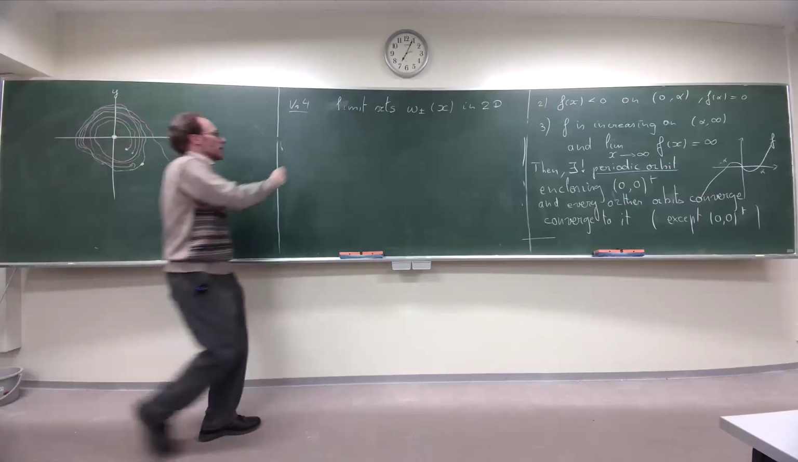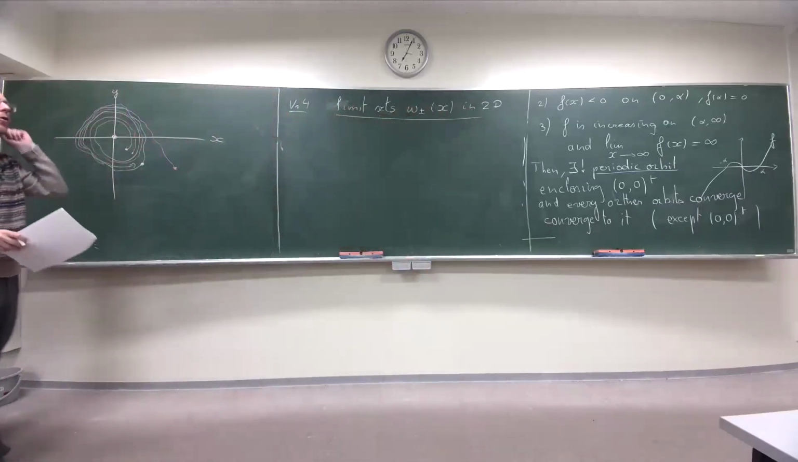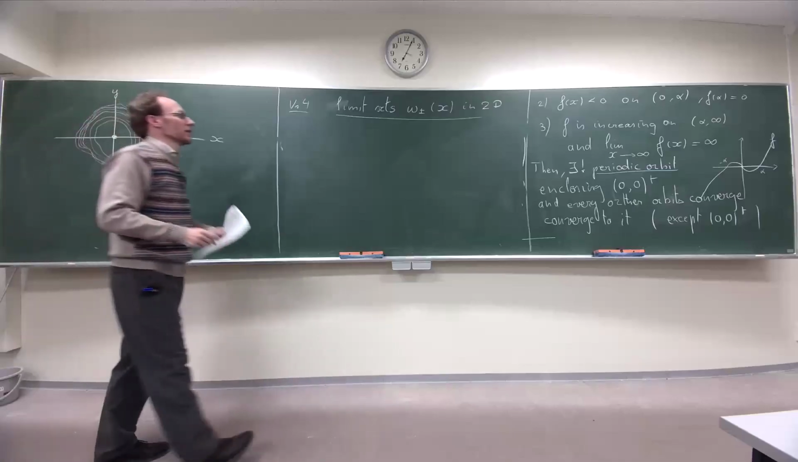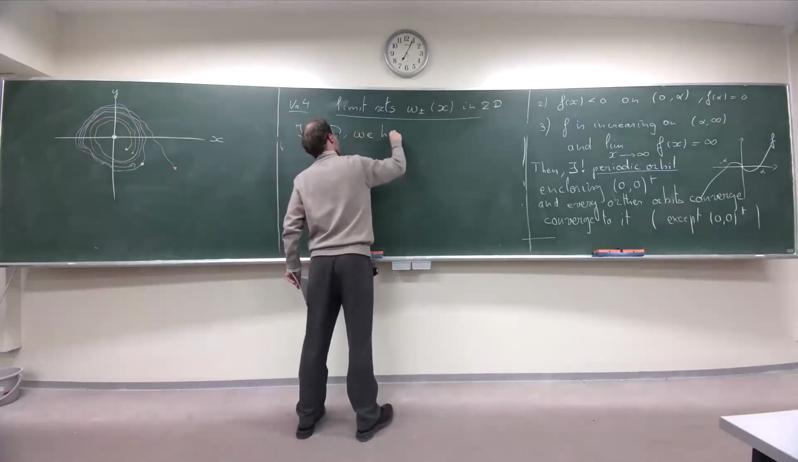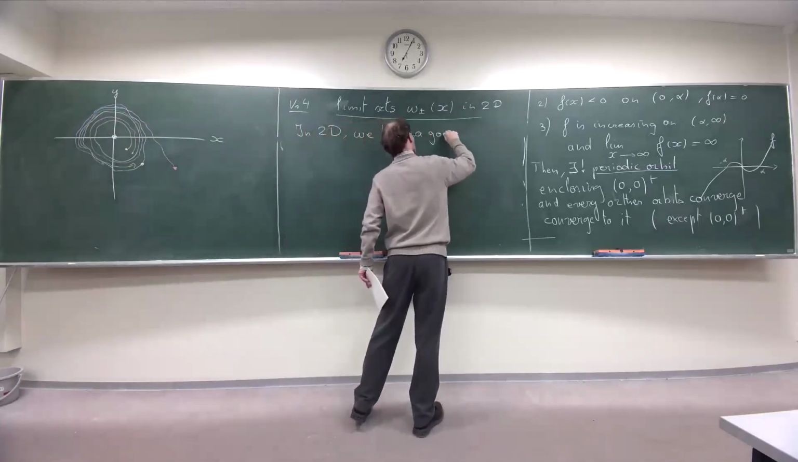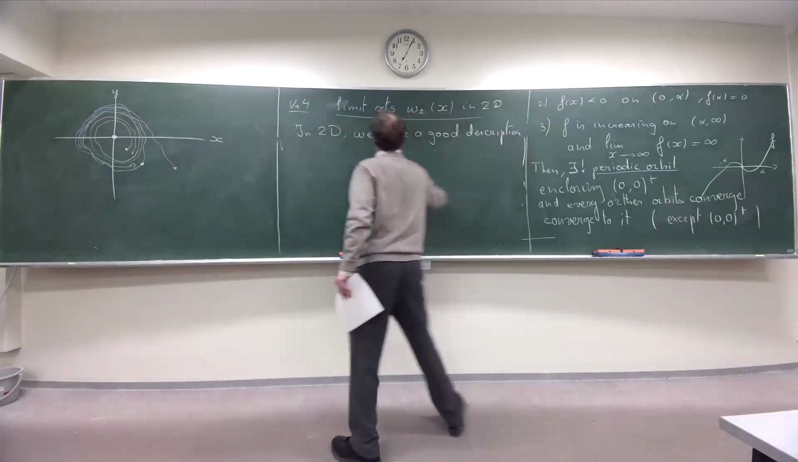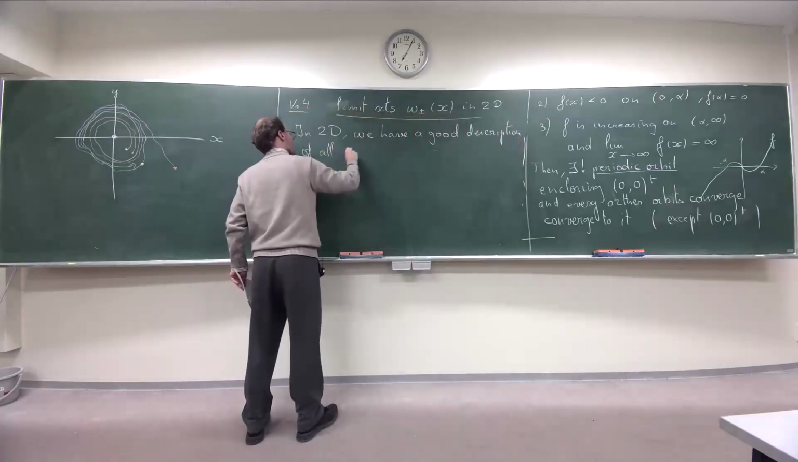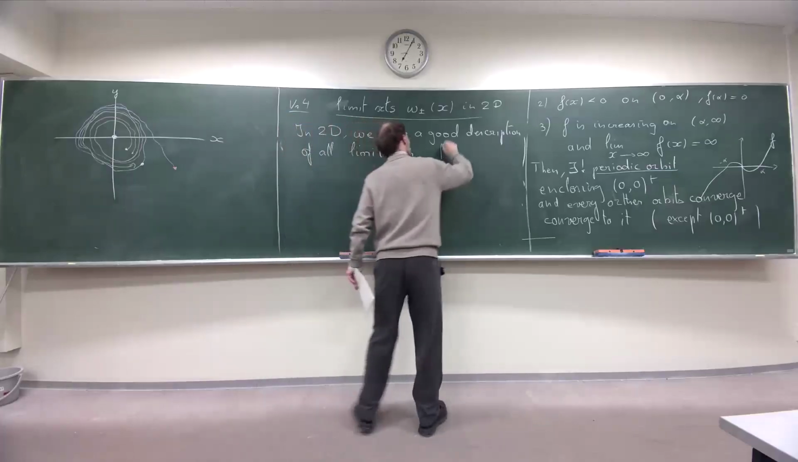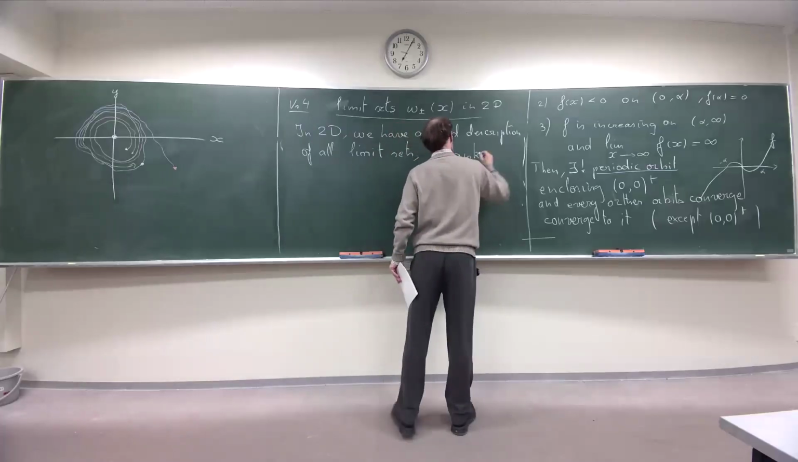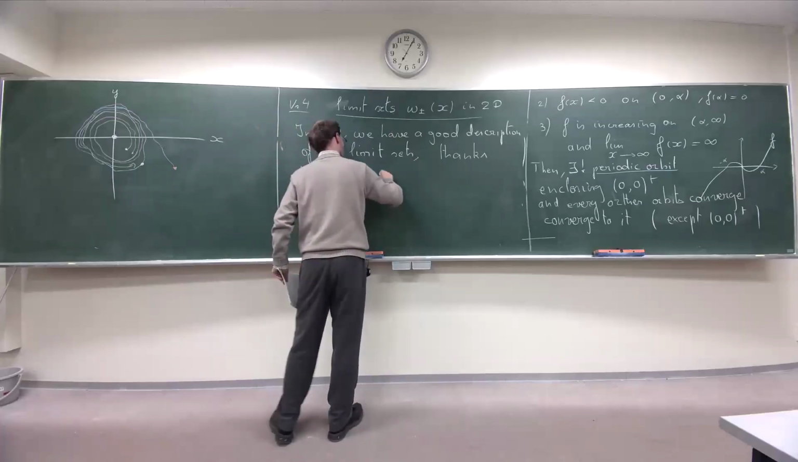So you can wonder, and this is true, can we in 2 dimension understand all these limit sets? And the answer is yes. In 2D, we have a good description of all limit sets. And it's thanks to a very special property in 2D, which is called the Jordan curve theorem.